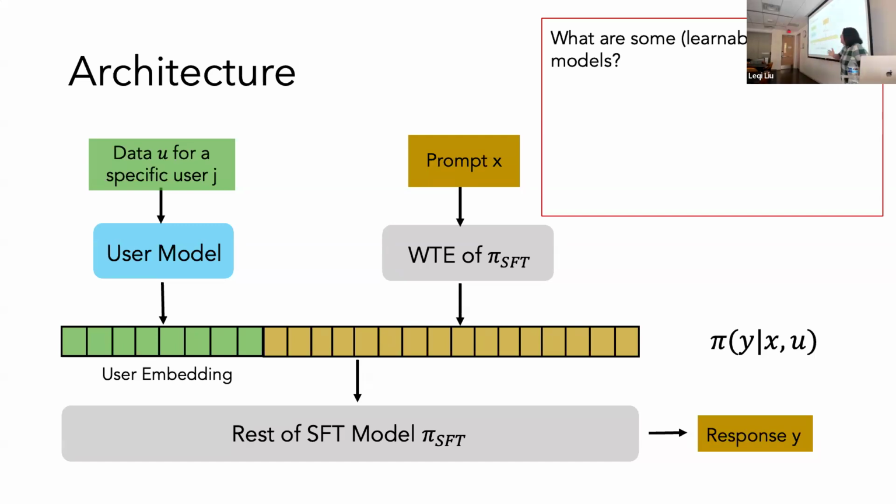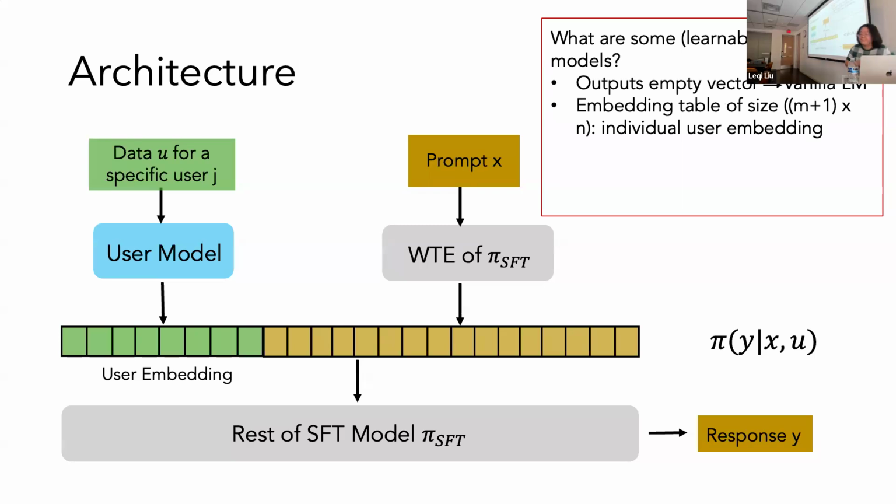So the user model is learnable and there are many ways we can define it. For example, if we have a user model that outputs nothing, then we get back to the traditional base language model. Another way is to have a user embedding table of size m+1, where m is the number of unique users we've seen so far, and the extra 1 is the embedding we learn for any generic user whose index we do not know. So the user model can be an embedding table.